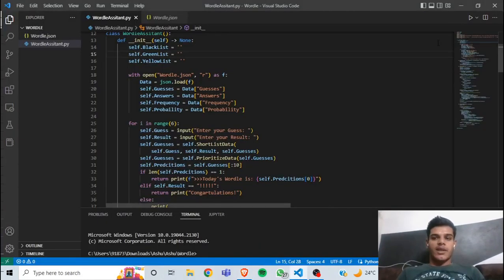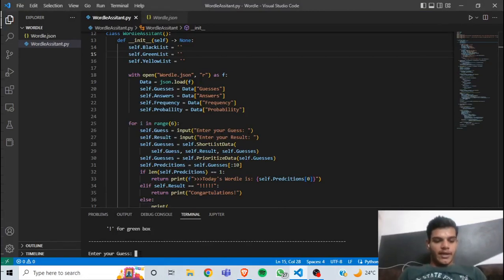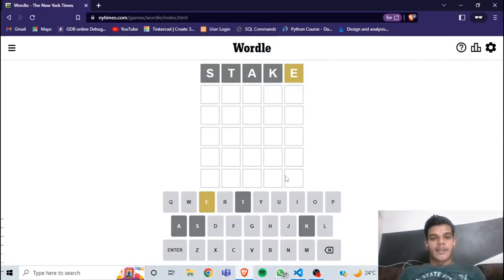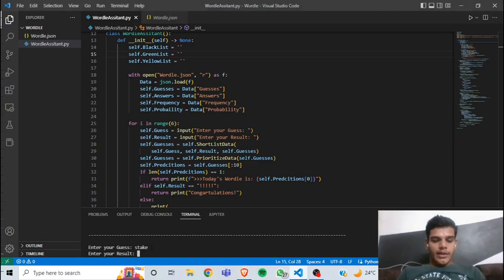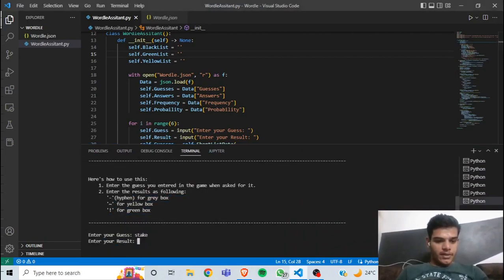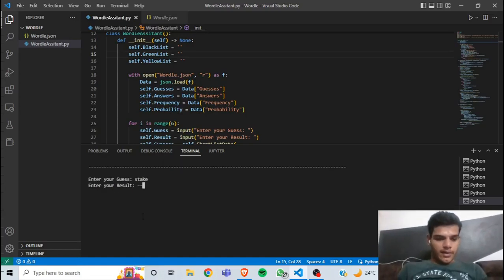So if we run this file, we choose the guess here, and then add the result to it. If we run it, and here we enter take in it, enter, and enter the result in it. Result is basically gray, gray, gray, and yellow. Gray has the symbol hyphen, as we have generated for the user, and yellow has a sun, so hyphen, hyphen, hyphen, and then sun.